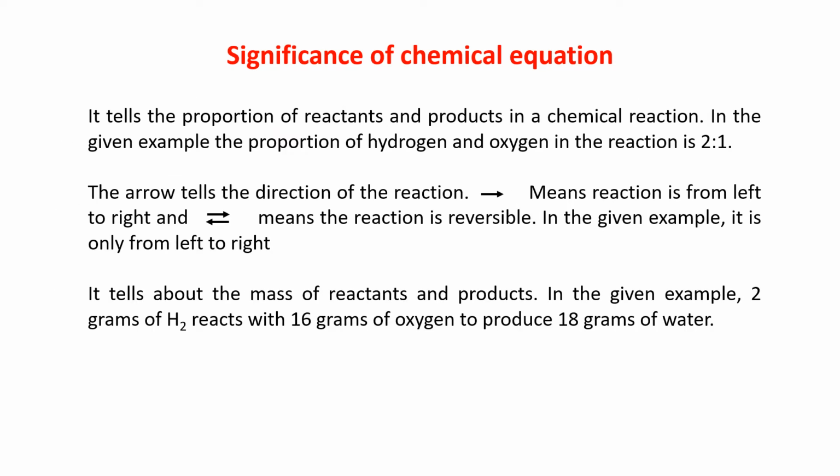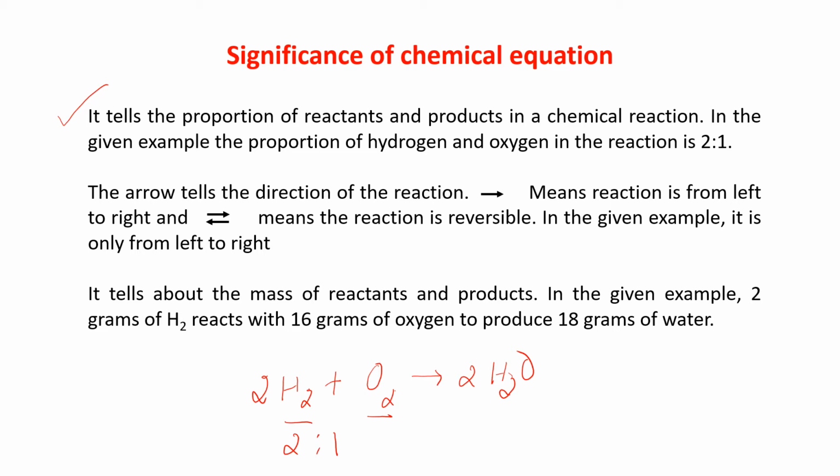It also tells the proportion of reactants and products in a chemical reaction. In the given example, the proportion of hydrogen and oxygen in the reaction is 2:1. The reaction is 2H2 plus O2 giving you 2H2O. So, the ratio between hydrogen and oxygen is 2:1.